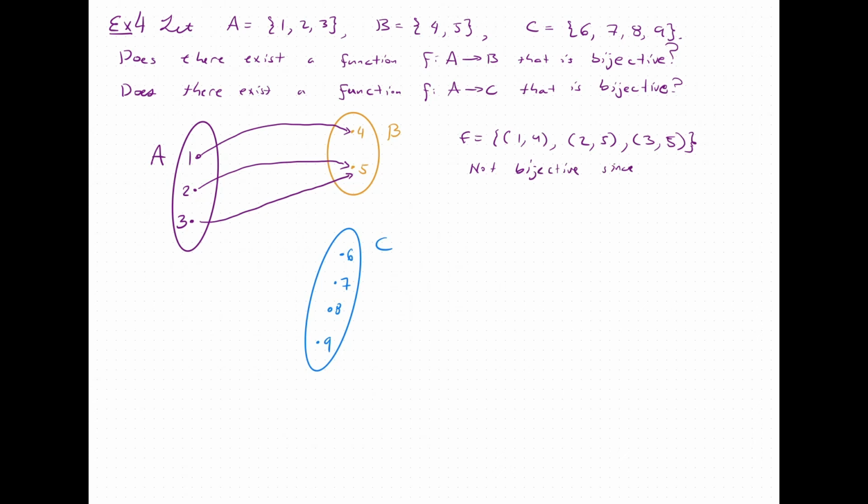Since the output 5 has 2 inputs. Of course, this is not a proof, this is just one example, but it gives us an illustration of how we should go about writing this up in just a moment. And so this is not going to be bijective because it is not injective. So it fails to be injective.